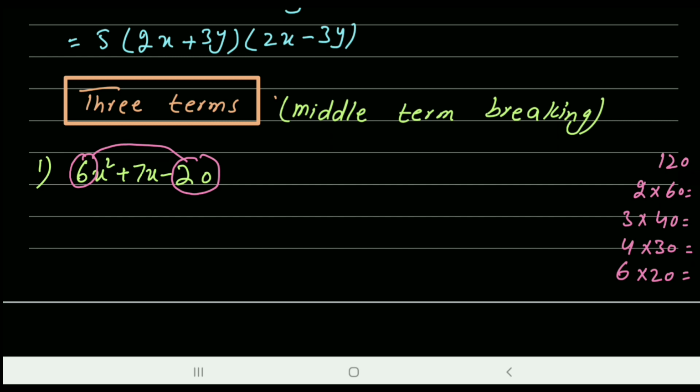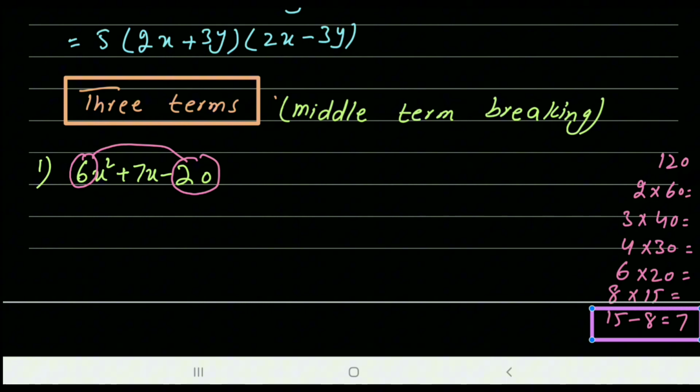We have to decide the factors such that by adding or subtracting we will get 7. So let's decide which two terms we will get. 8 times 15 is equal to 120. So we can see by subtracting 15 and 8, 15 minus 8, we are getting 7. So these are our final factors. You can see that by subtracting these factors, we are getting 7.